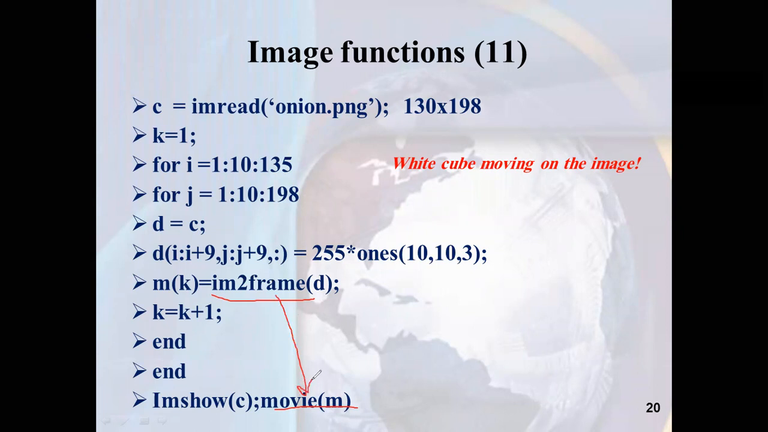As we said when we were talking about temporal resolution, any movie is a transition of different images. Now we can make different frames or images using im2frame, and by using movie, we can show this movie by transition of the different images. You can apply this in your MATLAB workspace and see what happens, and you will see a white cube moving on the image.